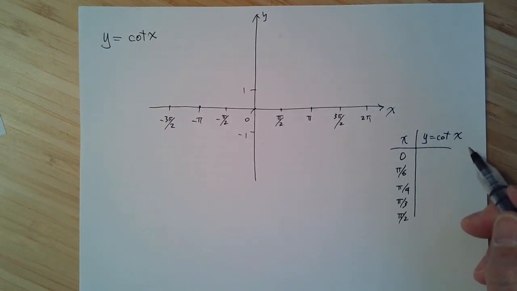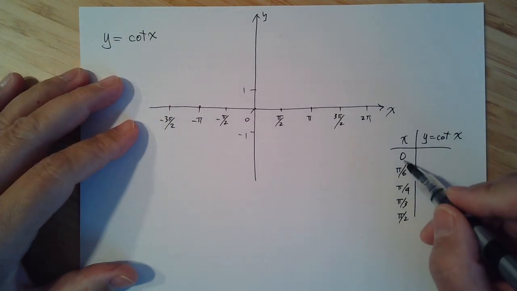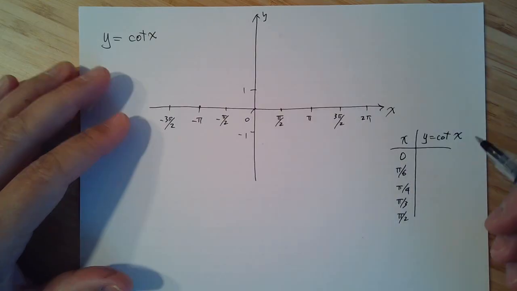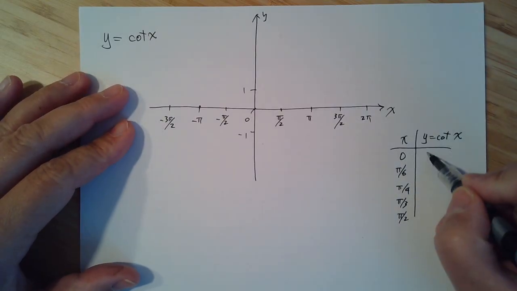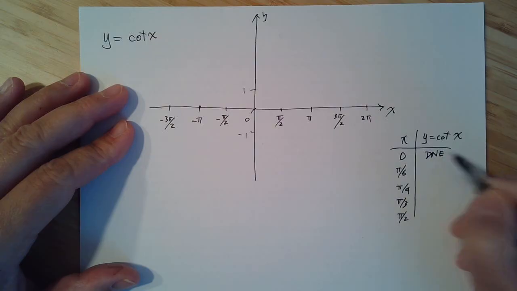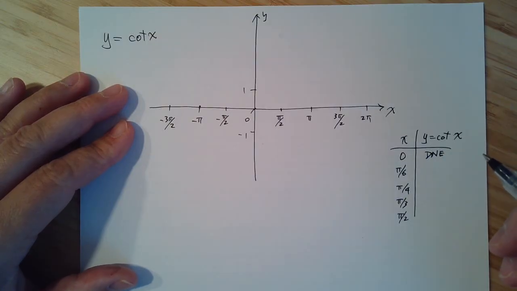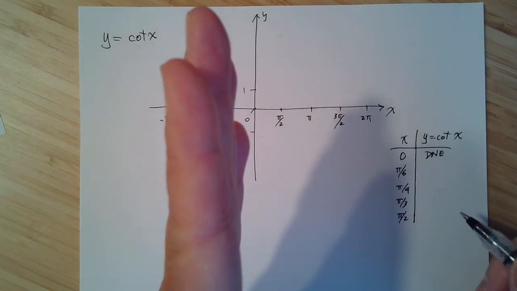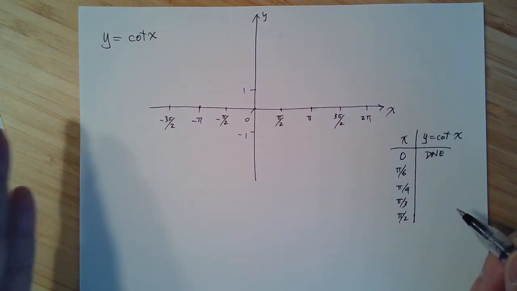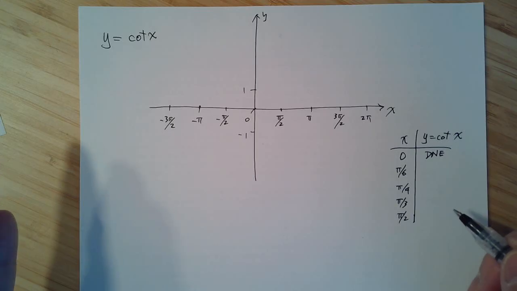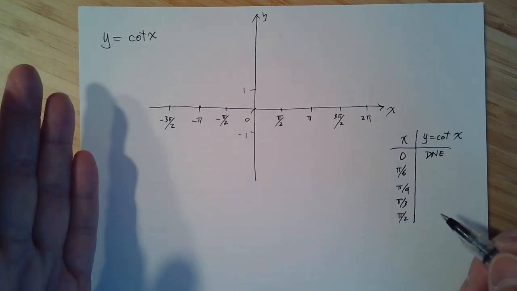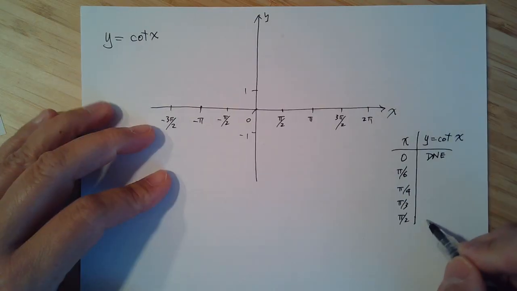Cotangent is cosine over sine. All right, so what is it when x equals 0? When x equals 0, your sine x is 0. Therefore, this does not exist. Do you remember that? And then when x equals pi over 2, cosine is 0 and sine is 1, so it's 0 over 1, so that's 0.